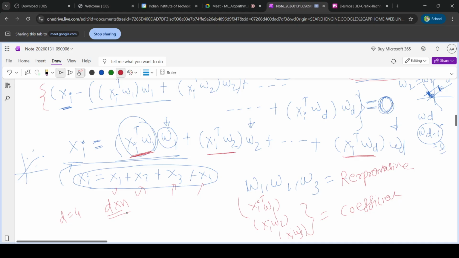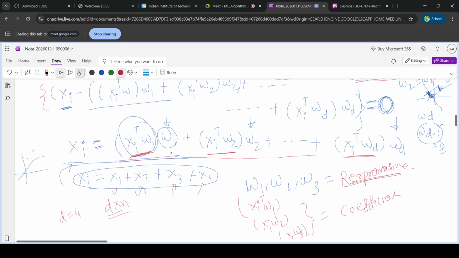But now what happens in this case? Instead of storing this data, because this is a different kind of basis, you are not in the same domain, you move to a different domain, and you are now storing xi in terms of these values. So in this one you are just storing w1, w2, w3, these are the representatives.